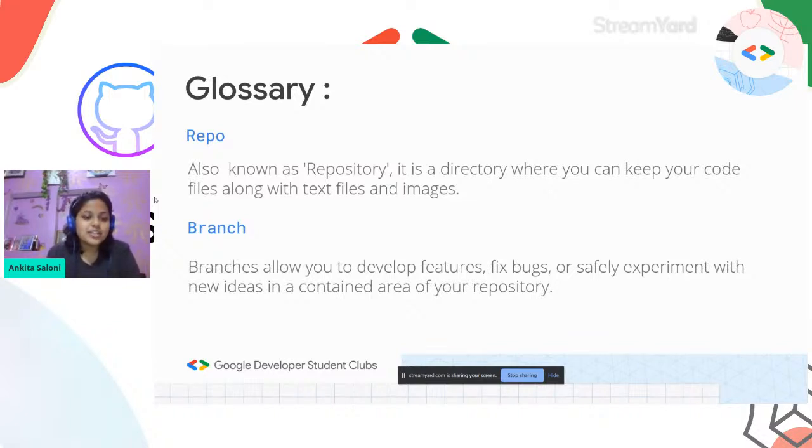The next is branch. Branches allow you to develop features, fix bugs, or safely experiment with new ideas in a contained area of your repository. So, as I said, let us assume we are working on the main branch. We hired a new intern and asked him or her to make some changes to the code base. As we know, interns are quite intimidated people and usually scared where they might go wrong and where they might not. So the intern pushed some changes that caused the entire system to break because it was the main branch.